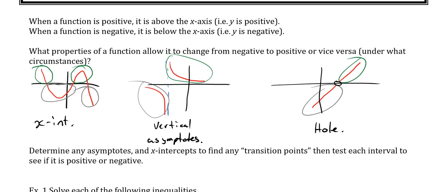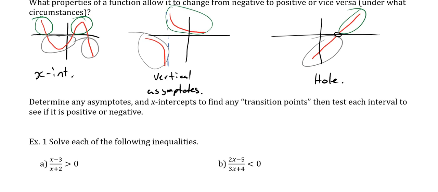So what we need to do to solve a rational inequality is determine any asymptotes and X-intercepts, or holes, to find these potential transition points. And we're going to test each interval, whether it's positive or negative, and then write our final statement. Okay? So none of this is too hard. If you have the skills needed so far in this course, none of this is too hard, but it is quite specific, and there are little mistakes that people make. So it's kind of an important day for that reason.